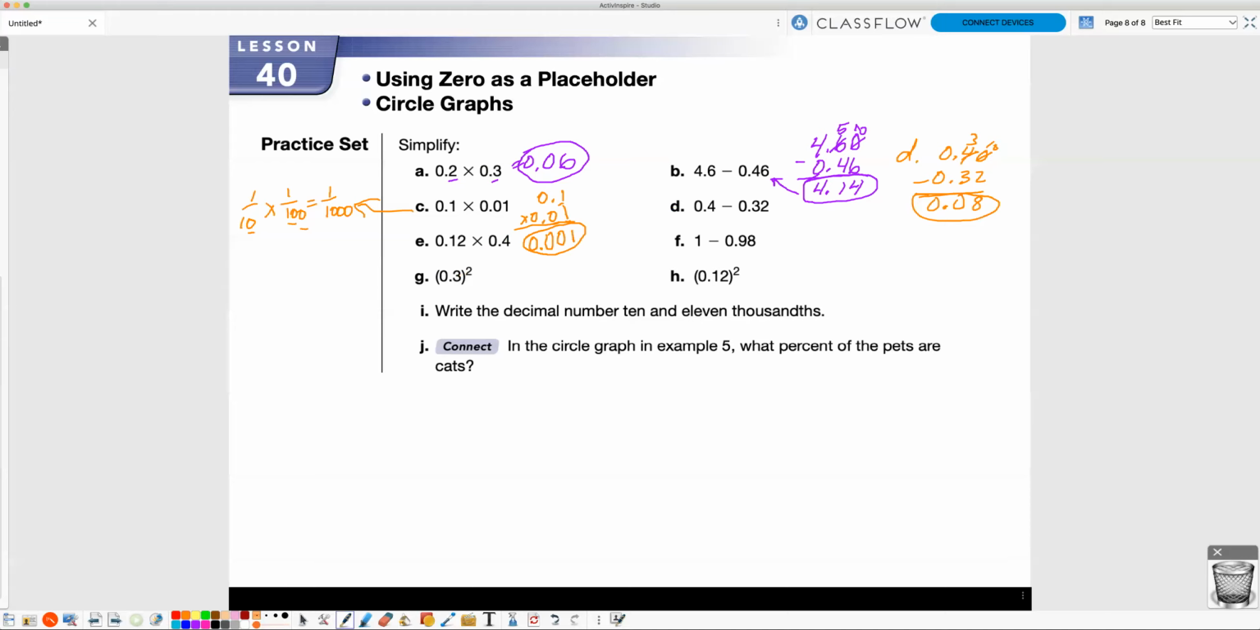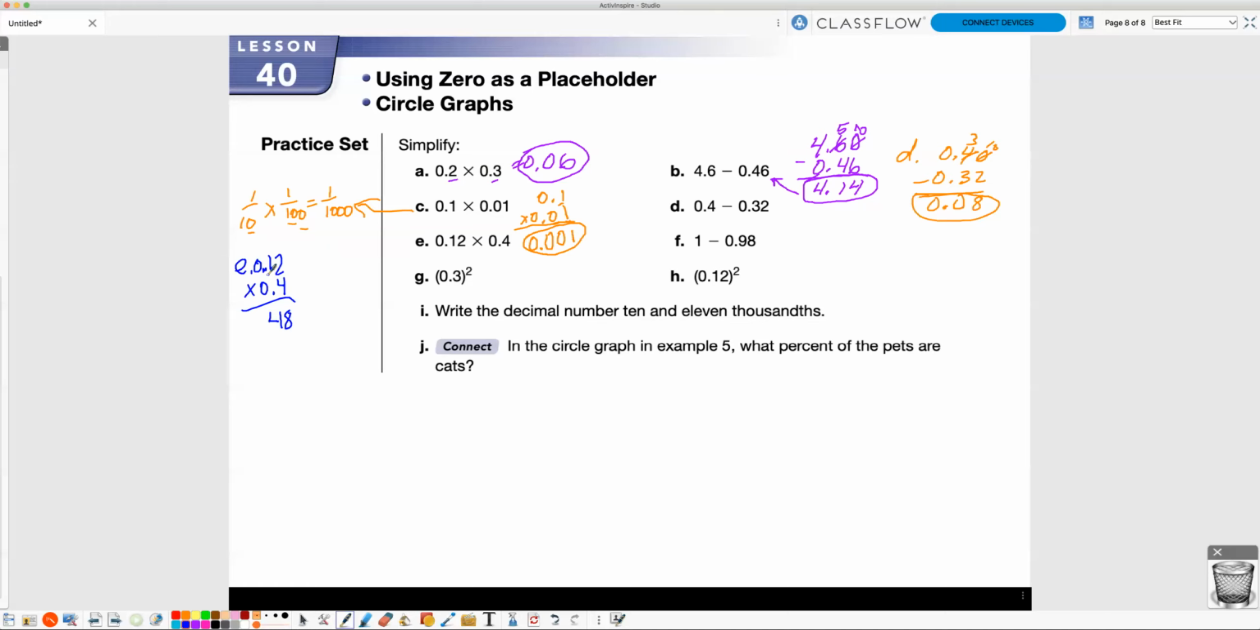Letter E, 12 hundredths times 4/10. Let me do letter E right here. 12 hundredths times 4/10. And I don't have to line up the decimals when I'm multiplying them. I just need to make sure I remember it's like 12 times 4. Well, I know what 12 times 4 is. That's 48.